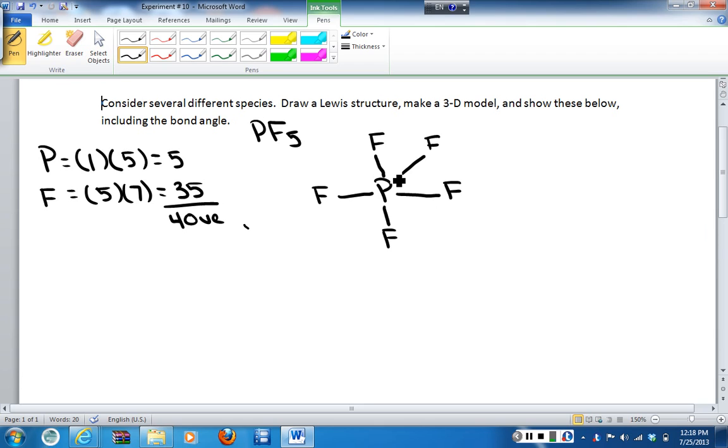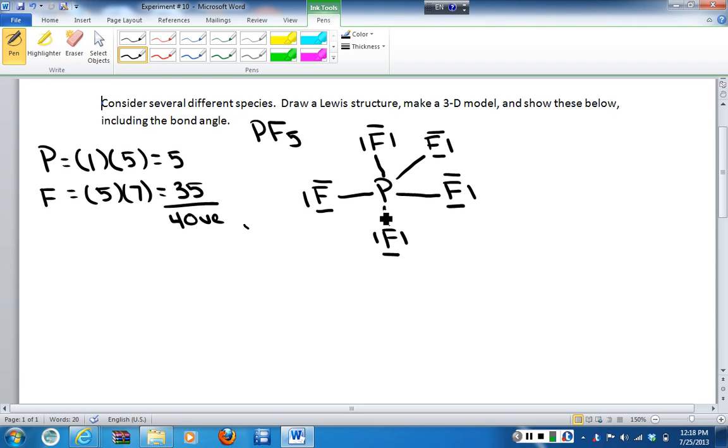Then we give our terminal atoms, in this case fluorine, an octet. Fluorine wants 8, so we need to draw 6 additional electrons around each fluorine in order for them to have a total of 8 electrons. Once we've done that, we count and ask, how many of the 40 have I drawn? Each has 8, so we have 8, 16, 24, 32, 40. We've drawn all 40 valence electrons.